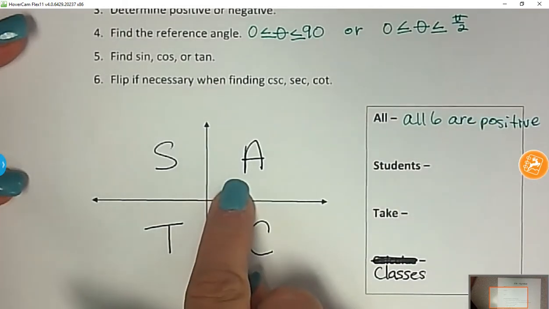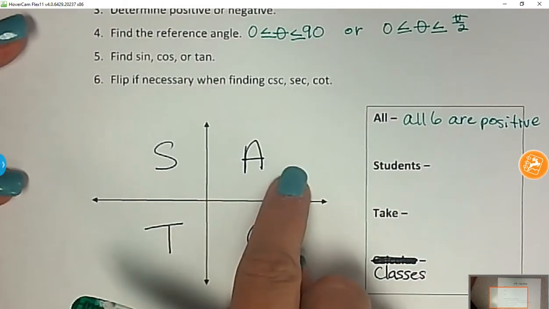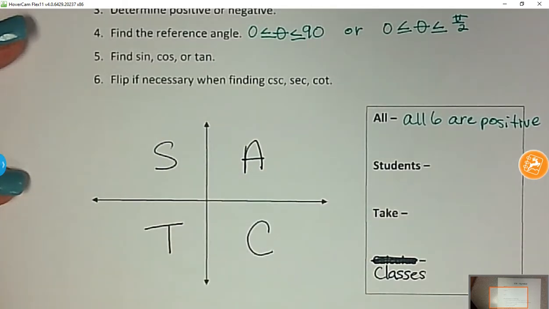So in quadrant 1, if I'm talking about 30 degrees, and I ask for the sine of 30, it's going to be positive. The cosine of 30 is positive. Tangent of 30 is positive. Cosecant, secant, and cotangent of 30 are all going to be positive.